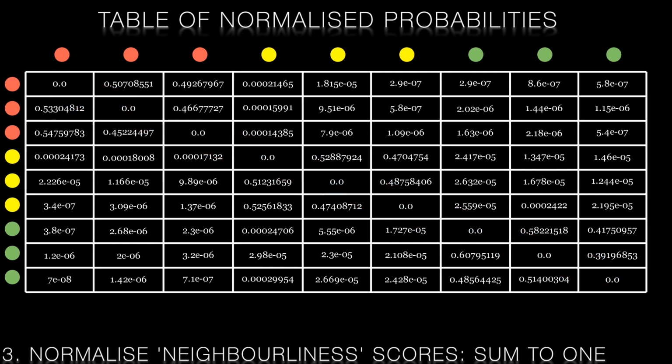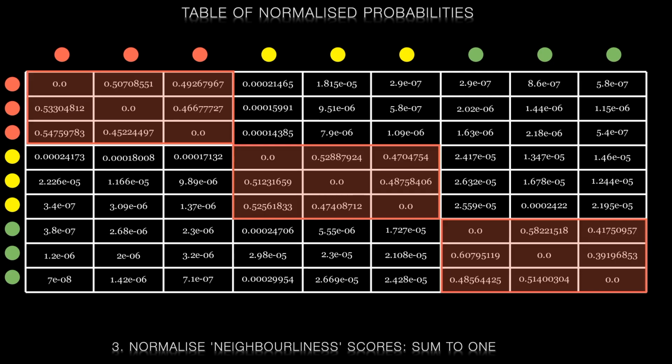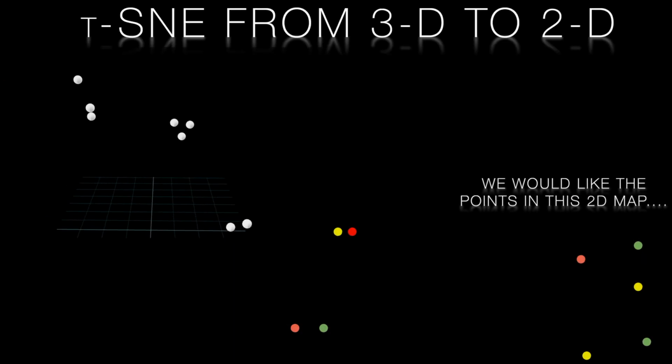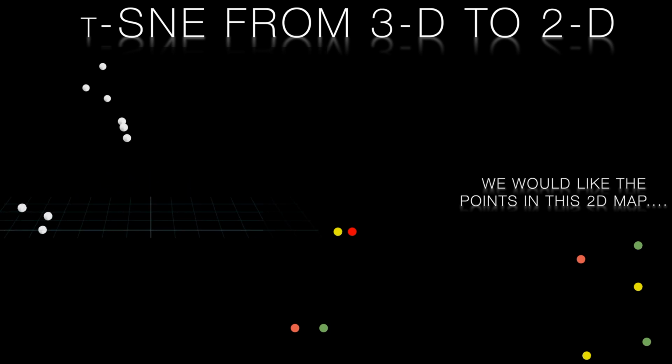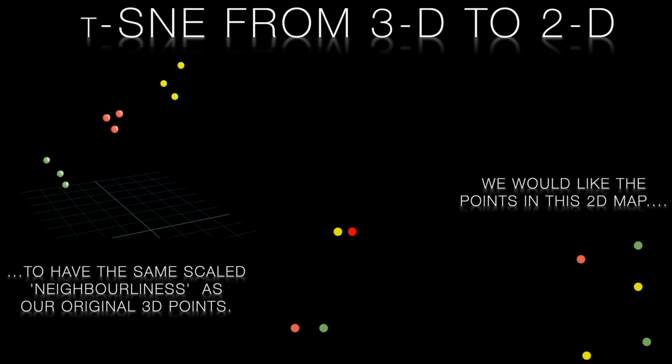Ordering the scaled neighbourliness scores into a 2x2 matrix isn't a necessary step in the t-SNE algorithm, but I find it useful to visualise the data in this grid. Ordering the axes means that the high scaled neighbourliness numbers are clustered around the leading diagonal, with low values elsewhere. For our lower dimensional visualisation, which we will from now on refer to as a map, we want to create a set of points that have the same scaled neighbourliness as our actual data in higher dimensions.